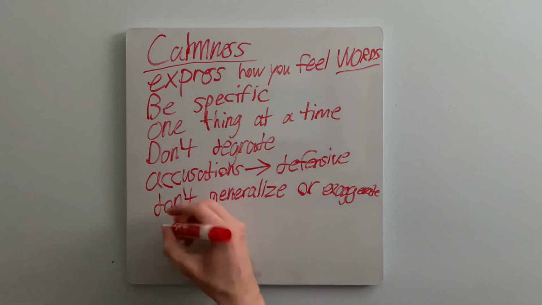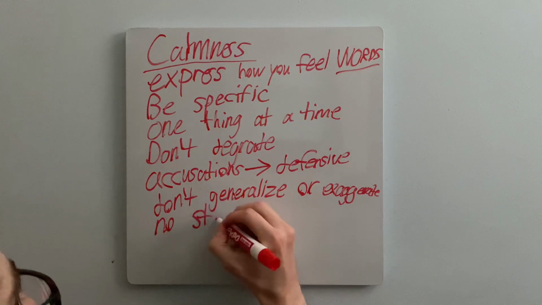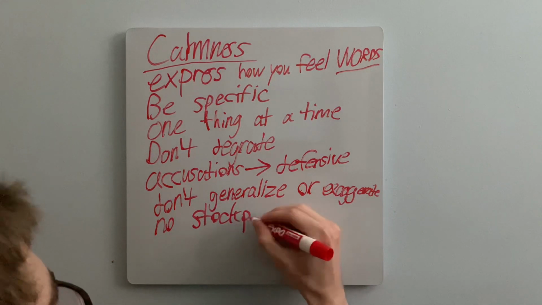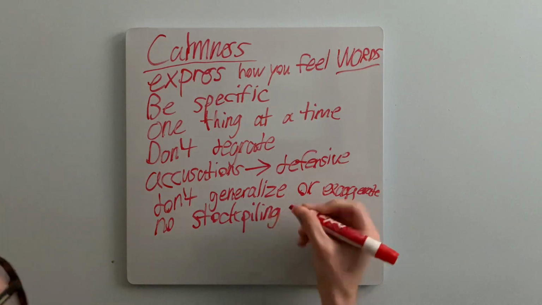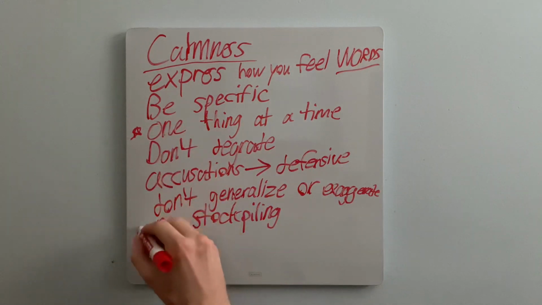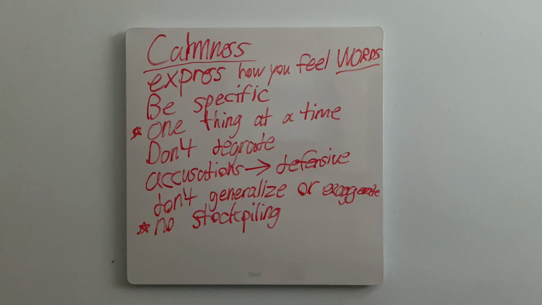And no stockpiling. This one kind of goes with the one thing at a time, because stockpiling means you take every single problem in your head about the other person and throw it at them all at once. So maybe they didn't clean the kitchen, and maybe they also didn't take out the trash. Maybe they also didn't drive to the grocery store when you asked them to, and you throw everything at them at once. And that's not a very effective way.